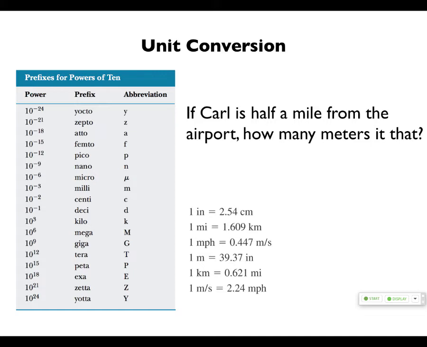So let's say if Carl is half a mile from the airport, what is that in meters? About 800 meters. Okay? And you can be a little bit more precise because it's not exactly 1600, it's 1609. But it depends on how many sig figs we care about. So let's just call it 1600.